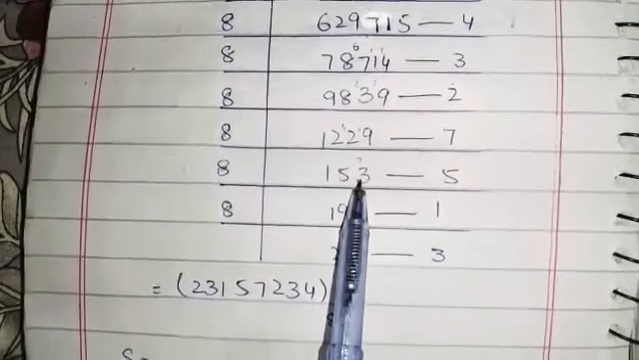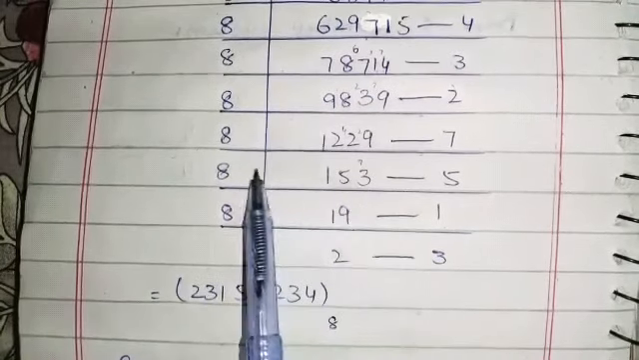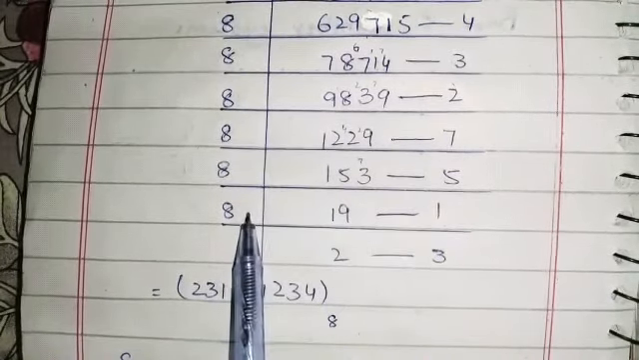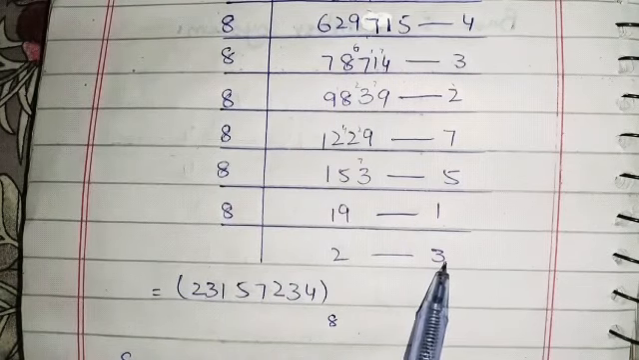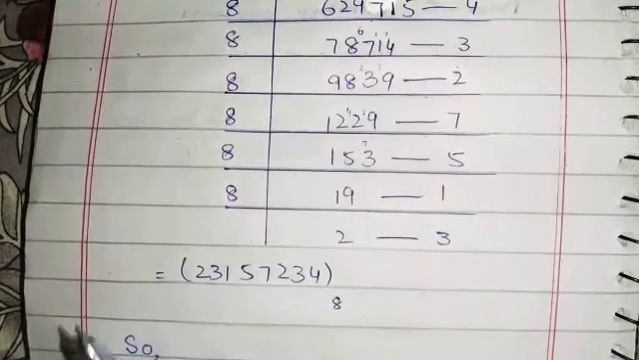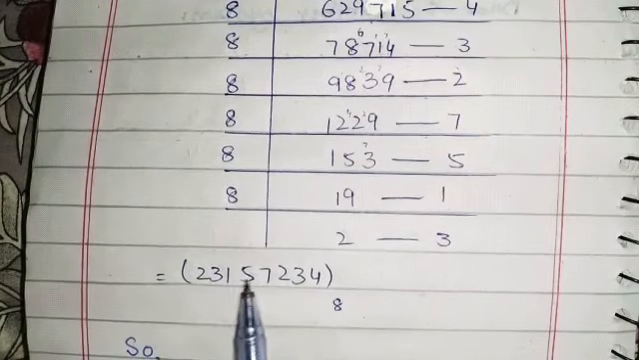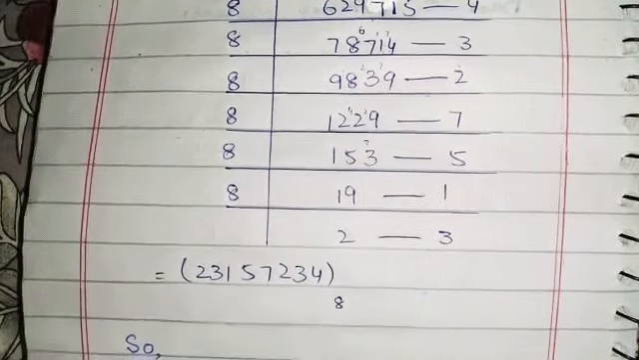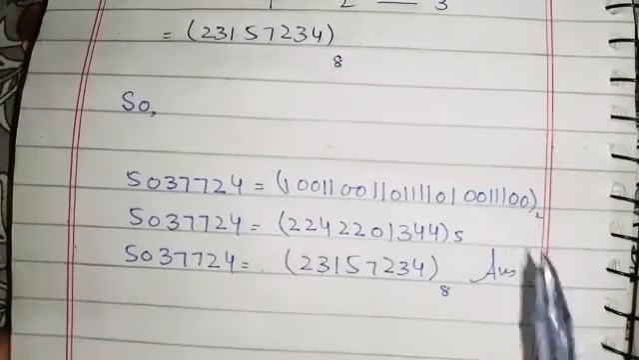8 1s are 8. 7 carry to the next number, we have 73. 8 9s are 72. Then 1 is a remainder. Then 8 2s are 16 and 3 is our remainder. So in octal number system we have our answer 23157 with base 8.